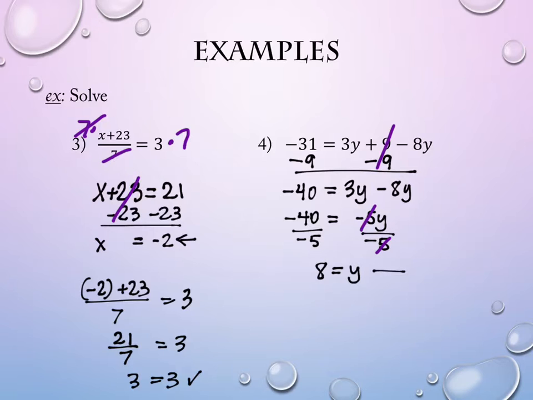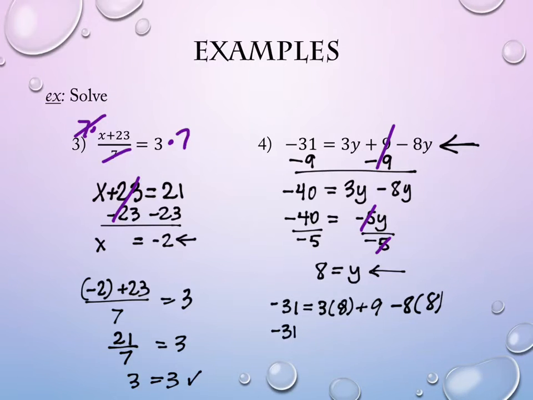So this is my solution, and this is the last time I'll do it, but we're going to check it just so you can see that we can do that. We always check it back in the original equation before we did any processes, in case we made a mistake in any of our processes. So I have negative 31 equals 3 times 8 plus 9 minus 8 times 8. So this is what we're checking it in.